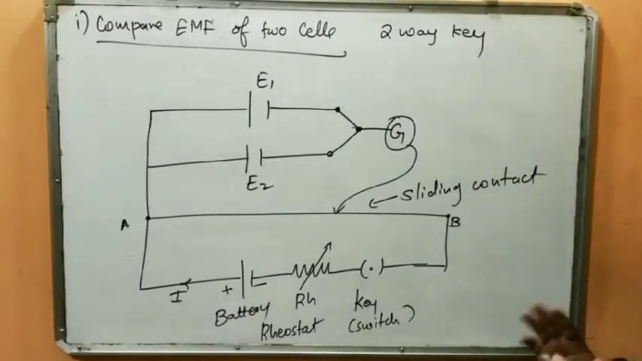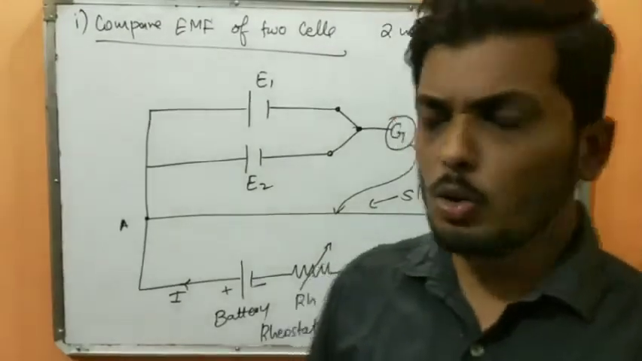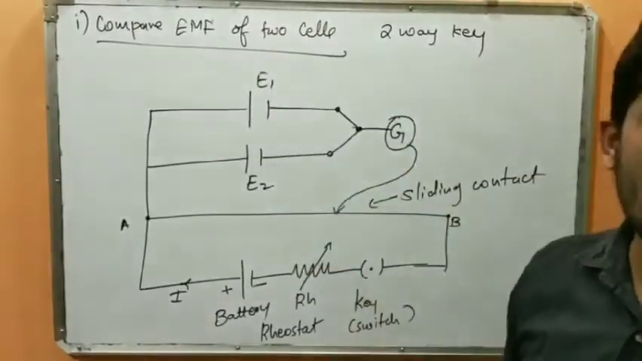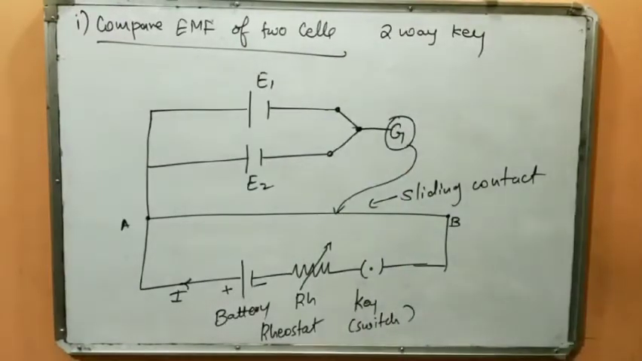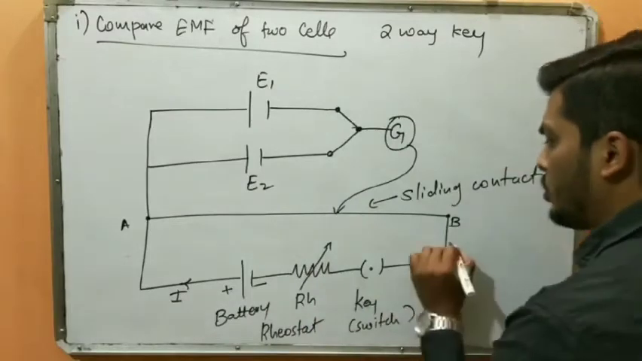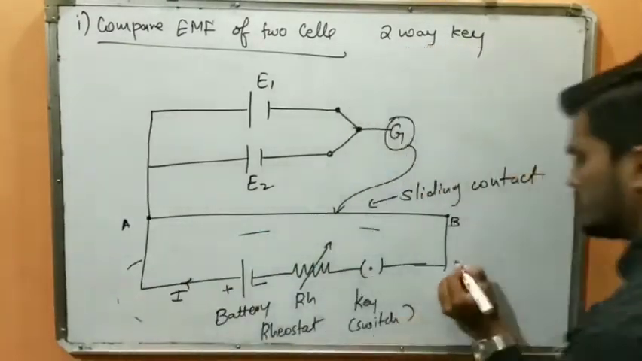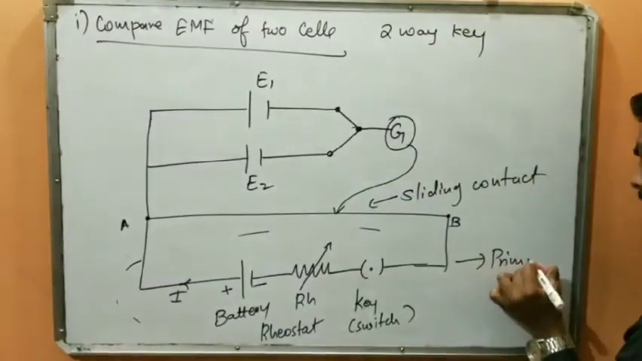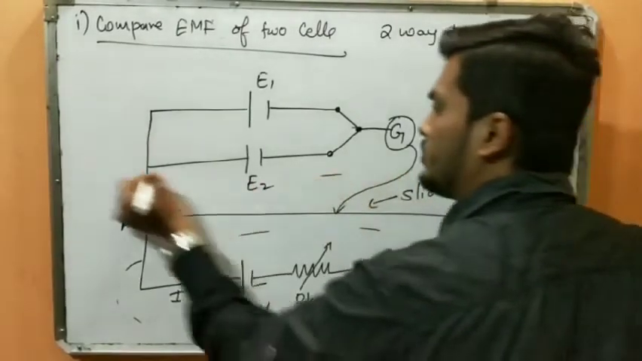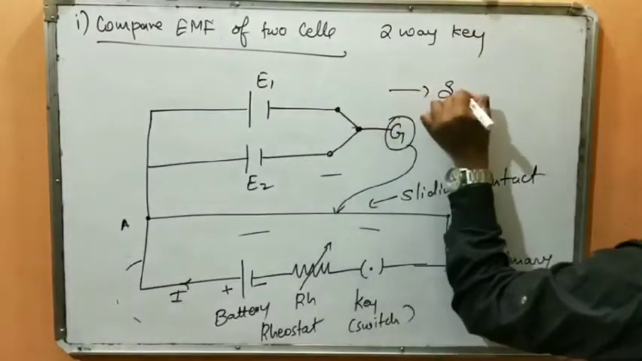Okay. So this is what a typical potentiometer looks like, and this is how we are going to set up our experiment to compare the EMF of two cells. Let me recall, a potentiometer connected with a battery. This portion, this circuit, is known as the primary circuit, the basic circuit, and this much part is known as the secondary circuit.